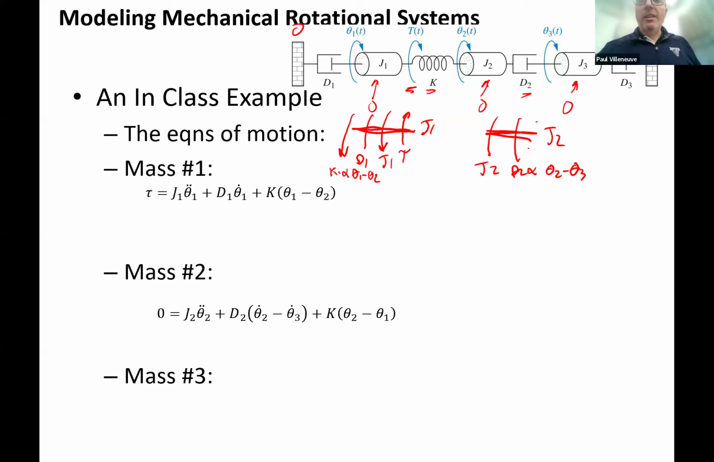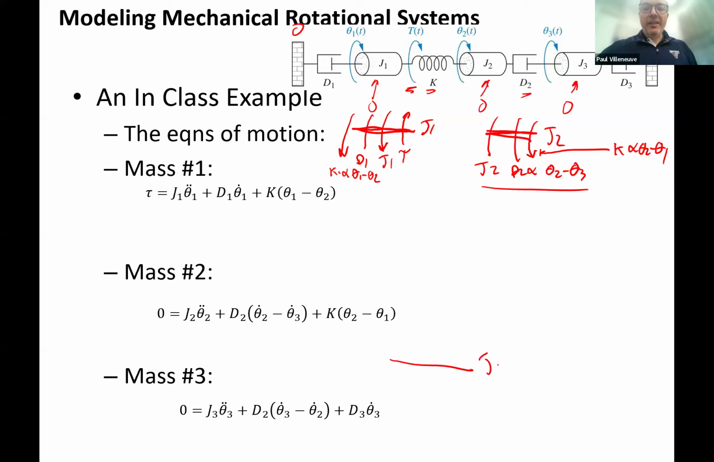And then the last one is my K. And that's going to be proportional. It's going to be an opposing torque if the disk theta 2 is rotating faster than theta 3. So that's K, which is proportional to theta 2 minus theta 1. This might have been the most difficult one because you have the two that are relative, relative speed changes.